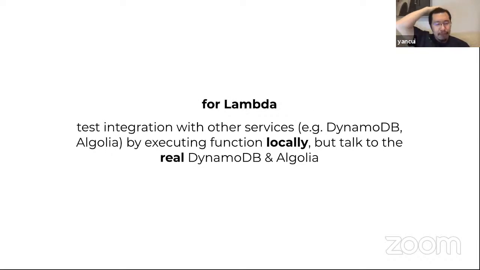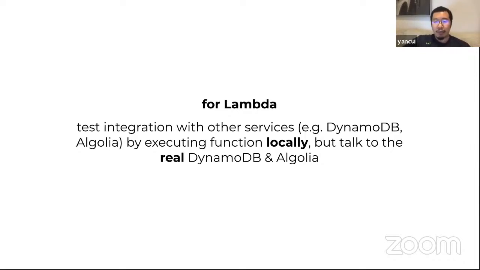As for Lambda, where I do most of my complex stuff, I like to test my function's integration with other services like Algolia or DynamoDB by running the function locally, but talking to the real DynamoDB table or the real Algolia index. So for those services, I don't tend to use mocks or stubs or simulate them locally with things like LocalStack, which I find takes too long to configure properly for them to work, and also is super brittle, it breaks really easily, and sometimes you get weird errors because of LocalStack, errors that you never see, that just don't exist in production.